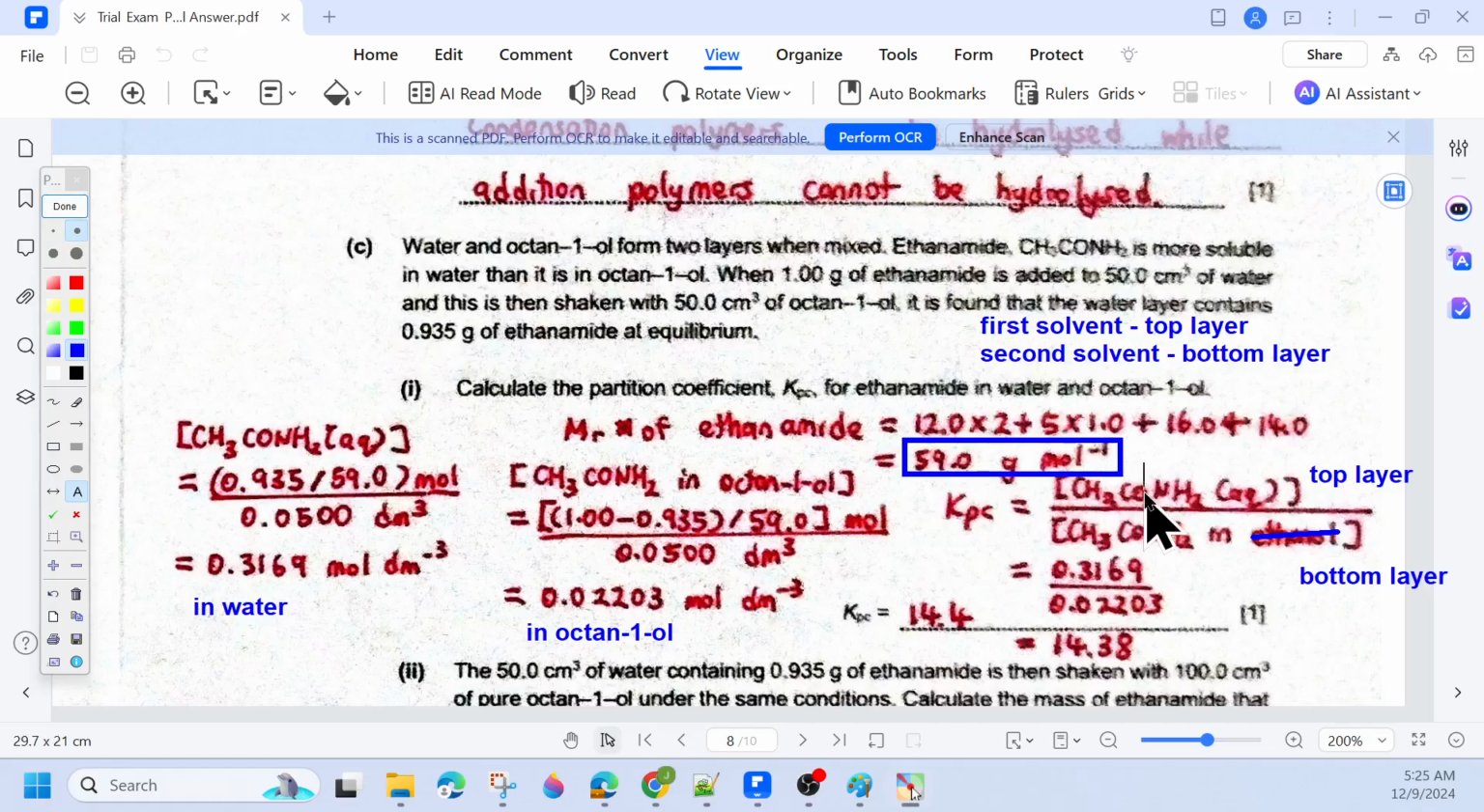In case you say, do I have to memorize density like that? No need. Just remember, if they give you the two solvents for the partition coefficient, the first solvent given will always be the top layer, and the second solvent will be the bottom layer. And that's how I get it to be about 14.4, rounded to 3 significant figures. So this one makes sense. You have your ethanamide 1 gram, 0.935 enters into water, the remaining enters into octan-1-ol. And all this just for 1 mark.